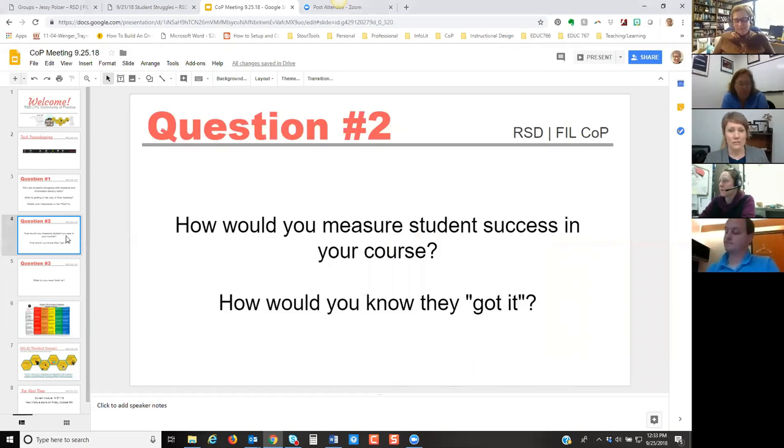So the next question for us is, if we know what they're struggling with, we can identify that, and we're all seeing different things and have passion about different things. How would you measure student success in your course? If student success is willingness to take risks and be vulnerable, how would you know that you've accomplished that? And I'm not asking you particularly, Arity, but just all of you.